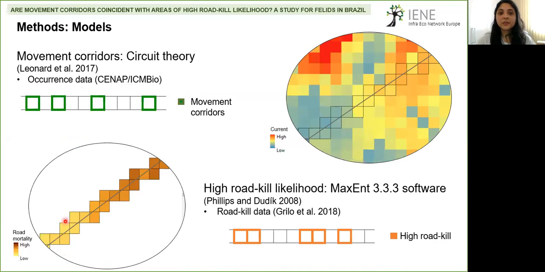We used circuit theory to model movement corridors using occurrence data, and we modeled movement for each species' entire range. Then we extracted only the values of current along the road network, and current corresponds to movement corridors. We also used Maxent software to model roadkill likelihood only along road segments using roadkill data. Then we defined the road segments that correspond to movement corridors and that correspond to high roadkill likelihood.